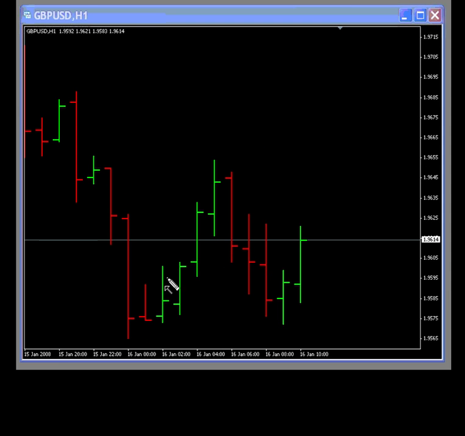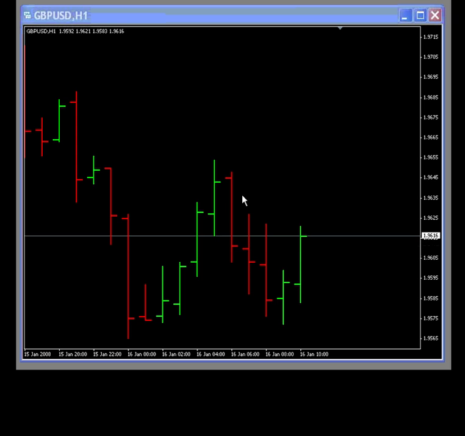Again, looking at this same bar, we have the high represented here and the low represented here. So the information we get from this bar is that price opened here. At some point price went down as low as here. At some point price went as high as here, but it closed here. So the overall movement of the price was from here to here.